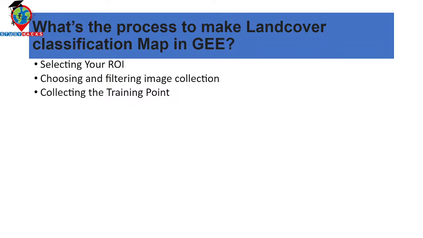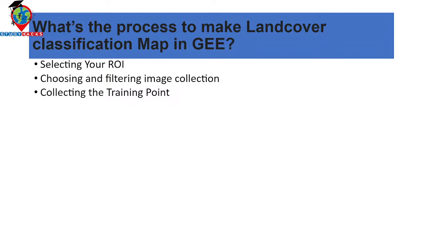So there are a lot of ways for collecting the training points. If you want, you can physically visit your study area and take the GPS location, and then you can use it as a training point. Or if you want, you can use the different types of band combination, and then collect the training points from the satellite images. Okay, so it's another way.